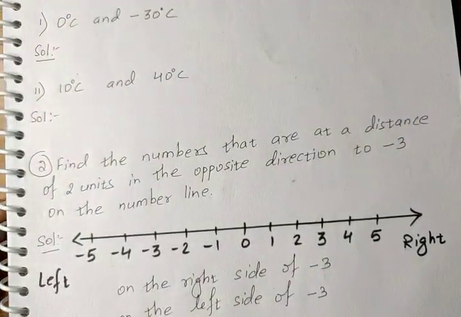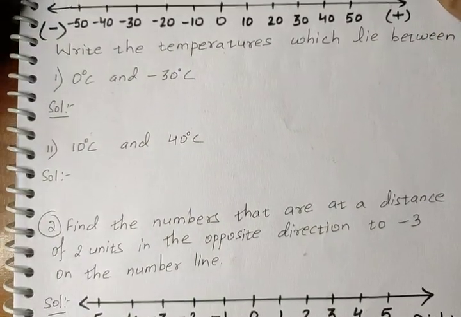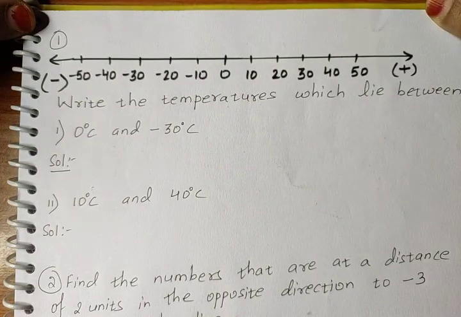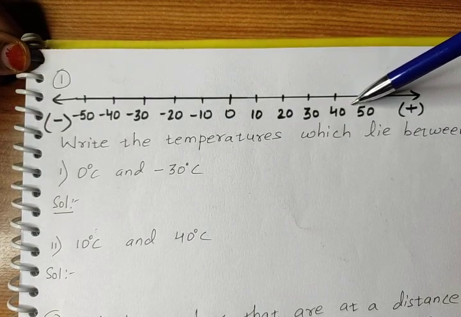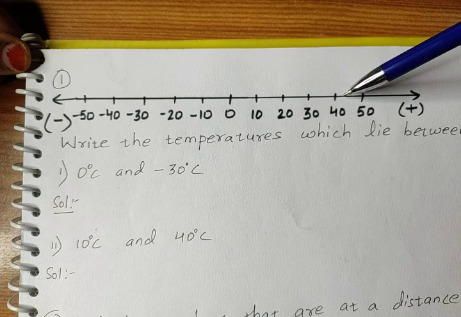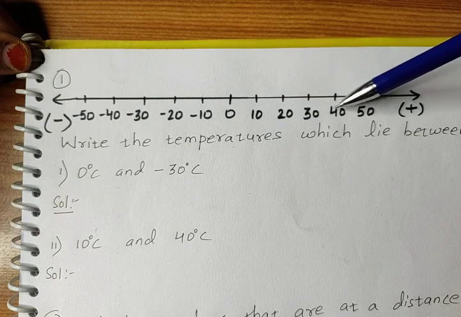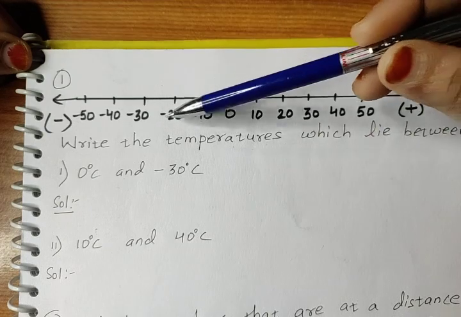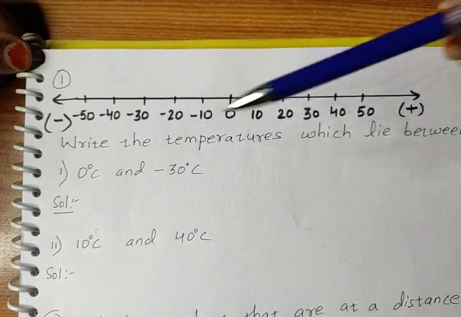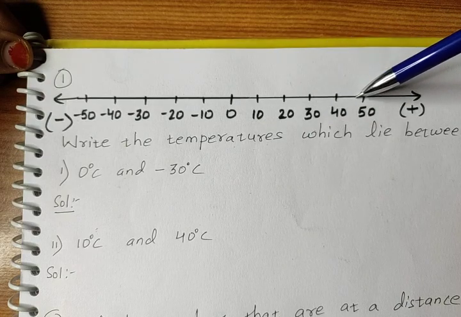Next, here are some questions based on integers on the number line. Okay, so let's start. You can see the first question. A number line is there, and on it some integers are denoted. At the center is 0, the right side has positive integers and the left side has negative integers. These are the temperatures represented on the number line.